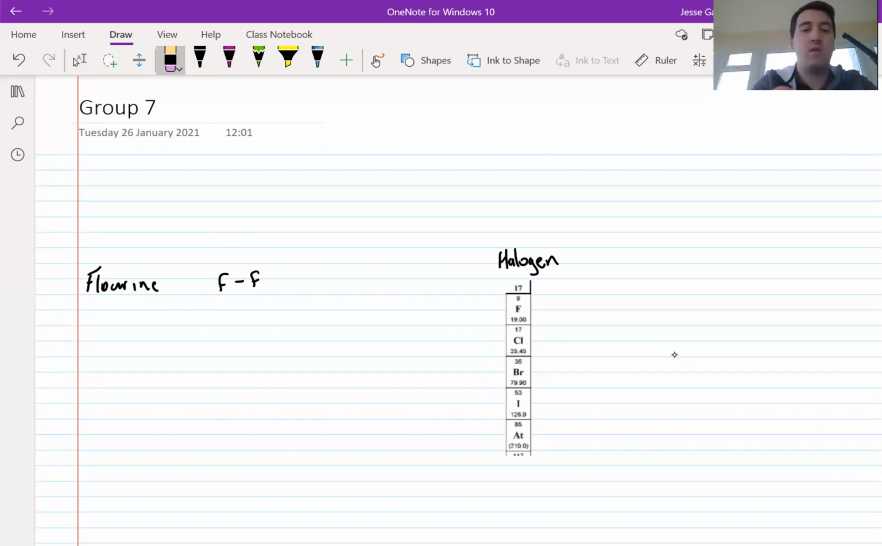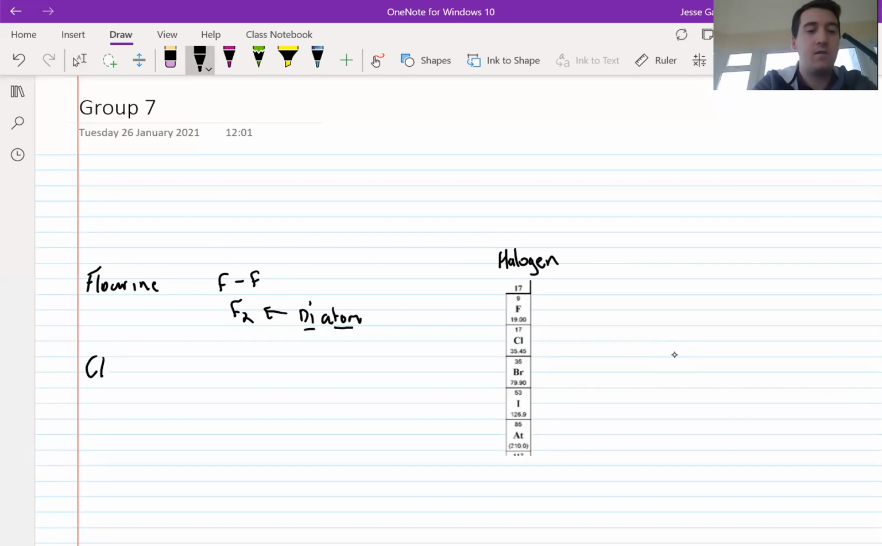Now, we've seen this before. We can also call this F2. And this here is an example of what we call a diatom. Di meaning 2, atom meaning obviously made of 2 atoms. So diatom. And they're all like this, okay?